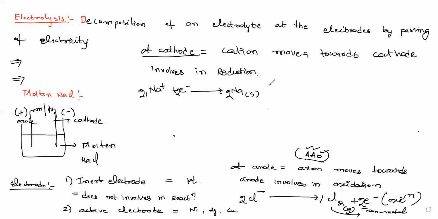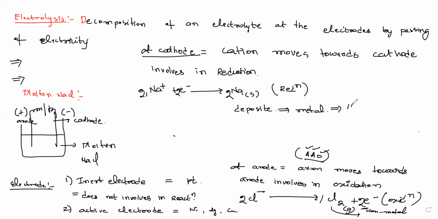This reaction is a reduction reaction because of gaining of electrons. So finally, sodium solid is deposited at the cathode and chlorine gas is liberated at the anode. Sodium is a metal. That's why we can give a general point: metals can be liberated or deposited at the cathode generally.